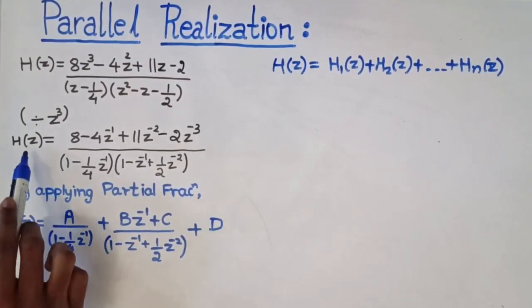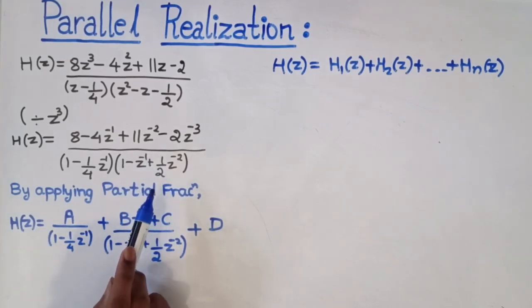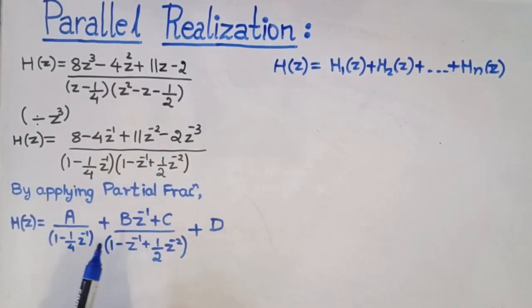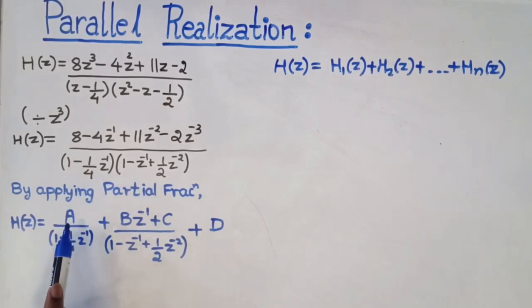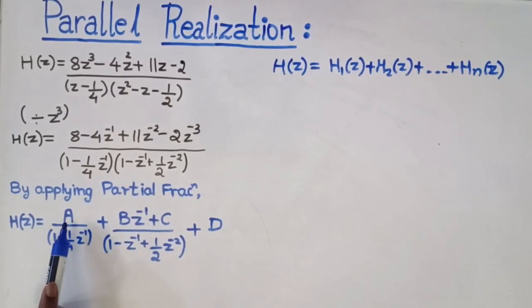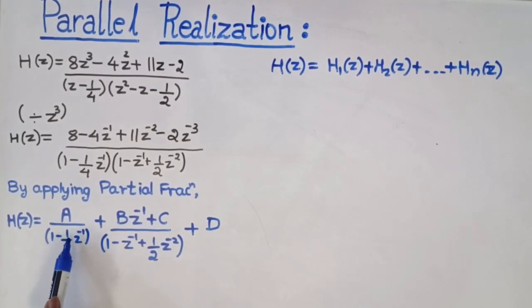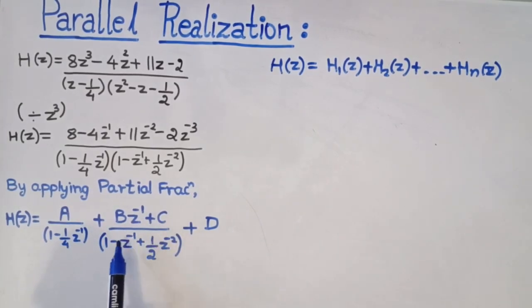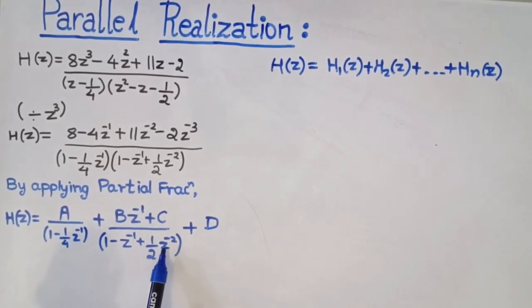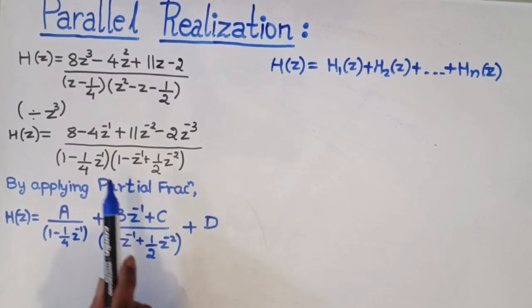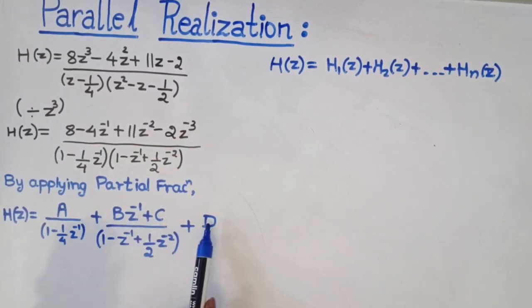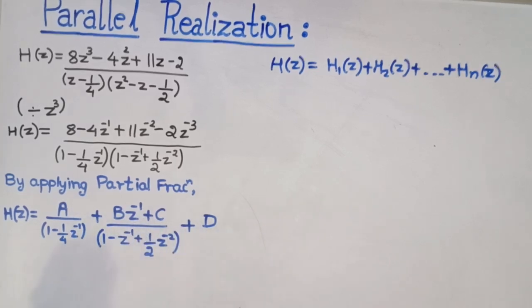Since the transfer function H(z) is in irreducible rational form, we have to apply partial fractions to reduce it to a simpler form. By applying the concept of partial fractions, we get H(z) = A / (1 - 1/4 z^-1) + (B z^-1 + C) / (1 - z^-1 + 1/2 z^-2) + D. Since the numerator terms have degree 3, there should be 4 different variables: A, B, C, D.